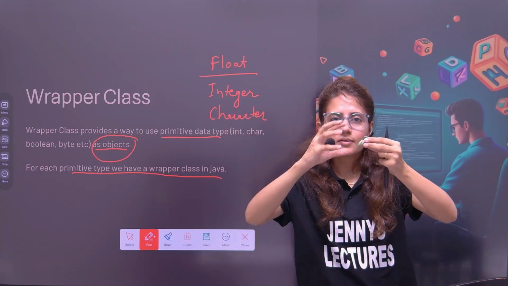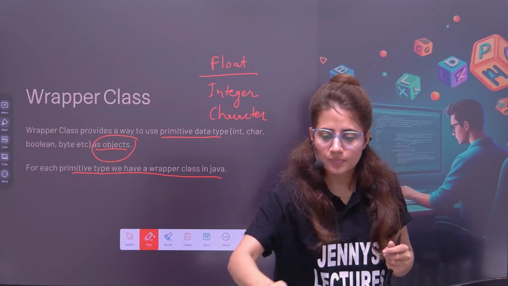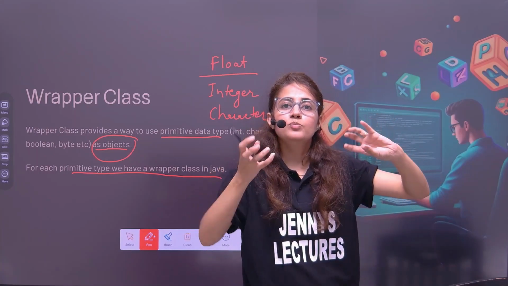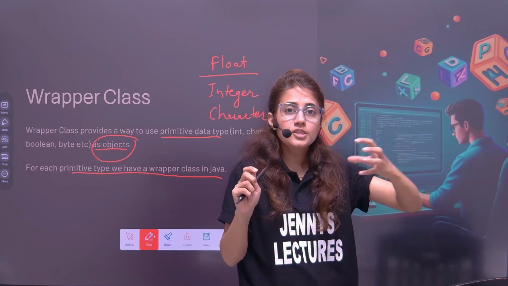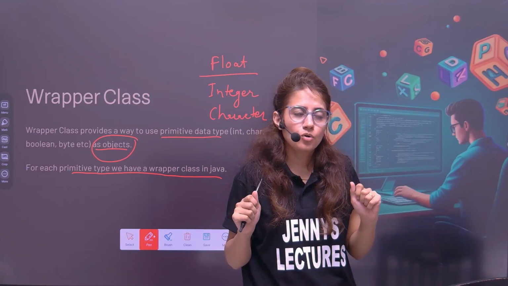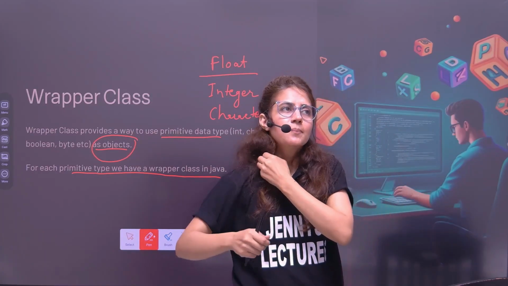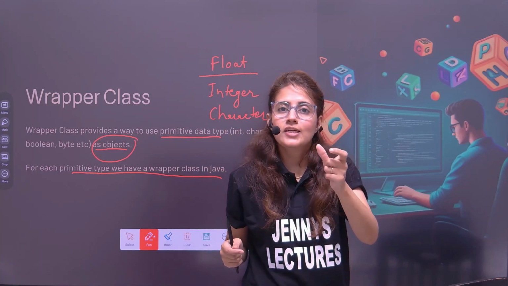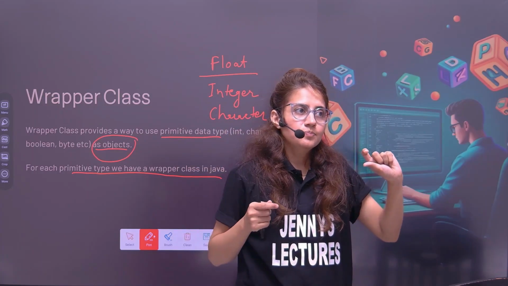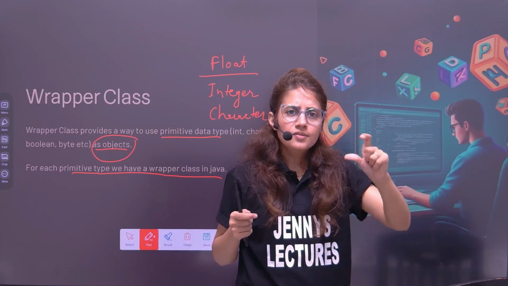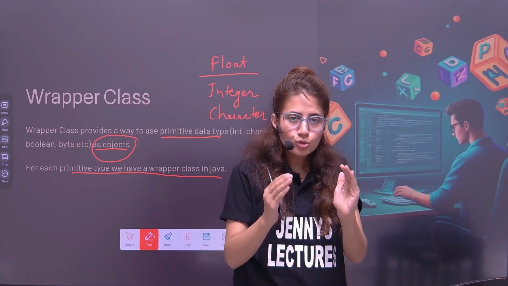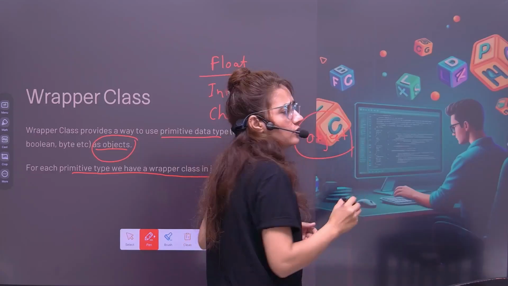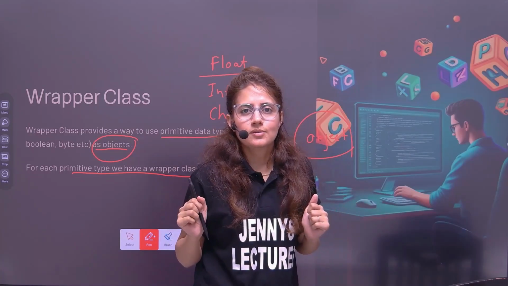And that wrapper, we are putting some wrapper here. That's why after putting that wrapper, it becomes an object. So as an object, we can use it in Java, not just primitive data types. Now, why do we need this? Because in later videos, we'll be discussing things like HashMap, Vector, and ArrayList. These data structures store only objects. They don't store primitive data types.